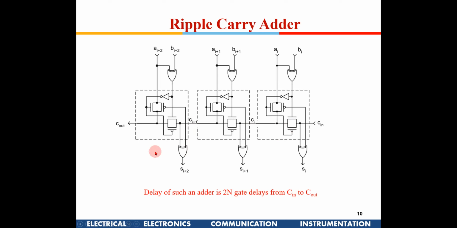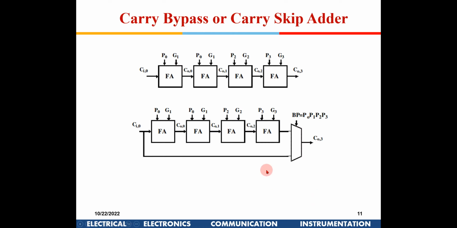So obviously the delays will be very large if you have a 64-bit adder. So you will have 2 into 64, that is 128 gate delays, which is obviously not acceptable. So for small 4-bit, 8-bit adders it is okay, but where you have a large number of bits, a ripple carry adder will have large delays, which is not acceptable. So we have to look for some other kind of adders. One adder which is used, which reduces the delay, is known as carry bypass or carry skip adder.